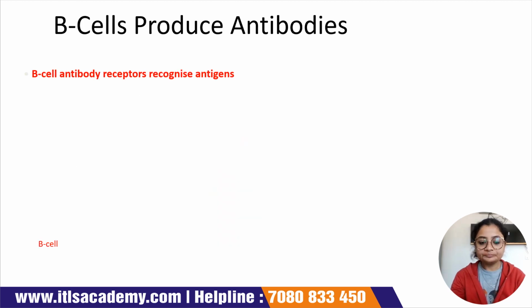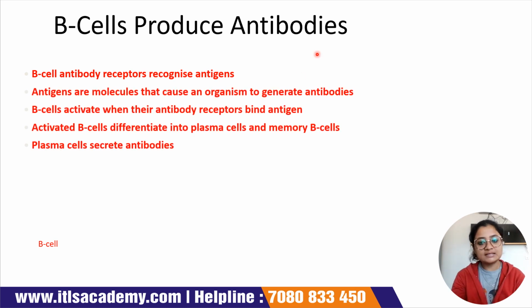Okay, now B cells will be producing antibodies. There will be B cell antibody receptors which recognize the antigens, and after recognizing those antigens, a signal goes that now you need to synthesize the antibodies. So the B cells will activate the plasma cells, and the plasma cells will go and synthesize the antibodies. That is the main pathway.